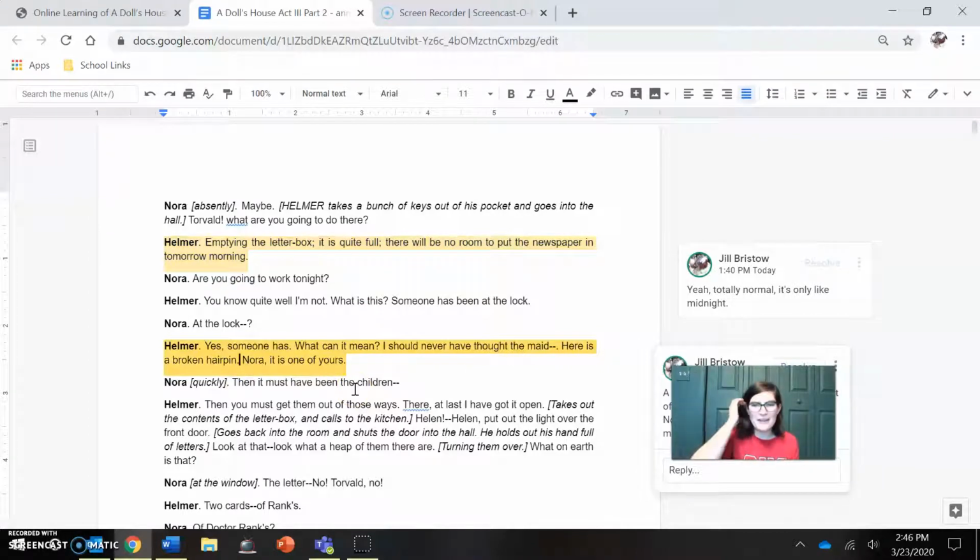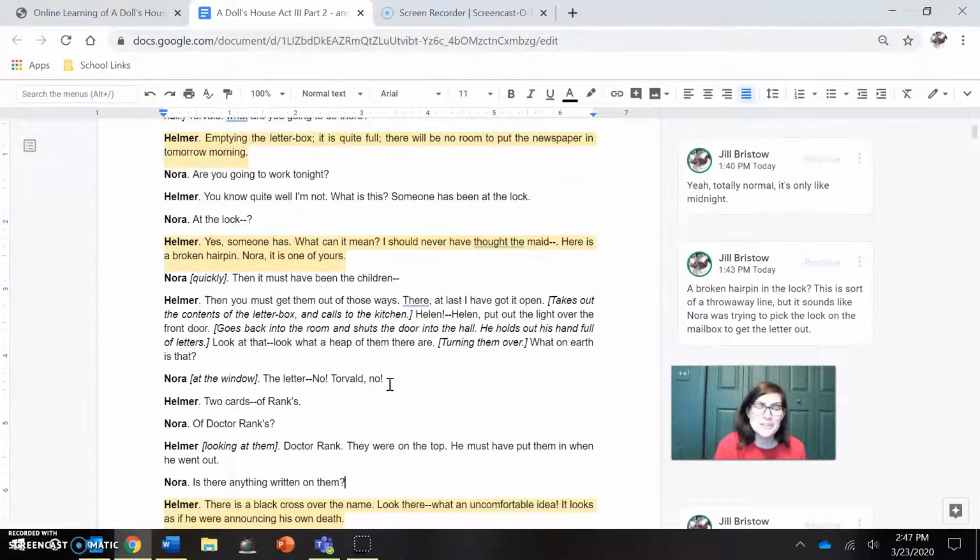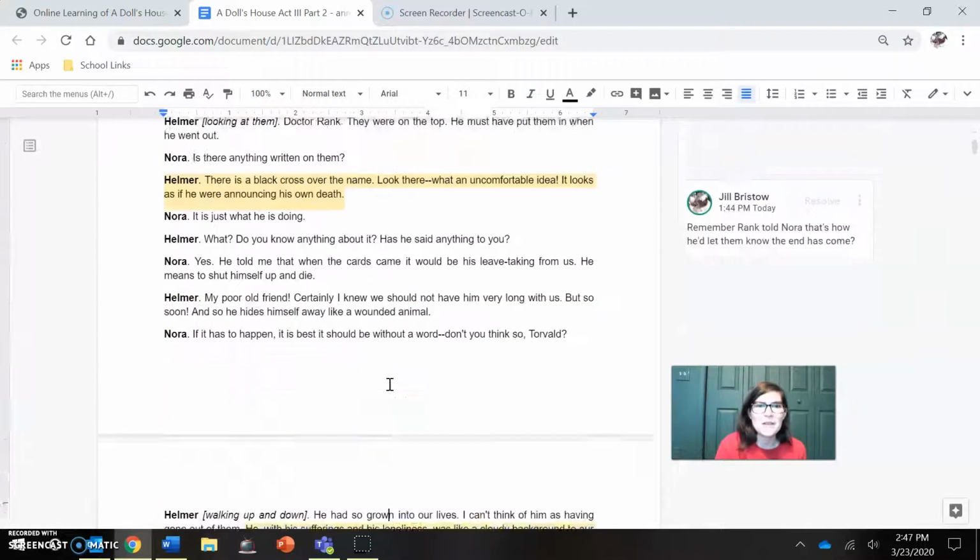This is kind of a throwaway line here, but I wanted to draw your attention to it. Torvald says somebody's been messing with the lock on the mailbox. He finds Nora's hairpin broken off in the lock. And Nora blames the children. She's like, oh no, the kids must have been playing with the lock. But it's pretty clear that Nora was trying to pick the lock to the mailbox, right, and get the letter back. Total throwaway. It's never even brought up on stage other than that line. We don't get to see Nora picking the lock, but apparently she was trying. She was desperately trying everything.